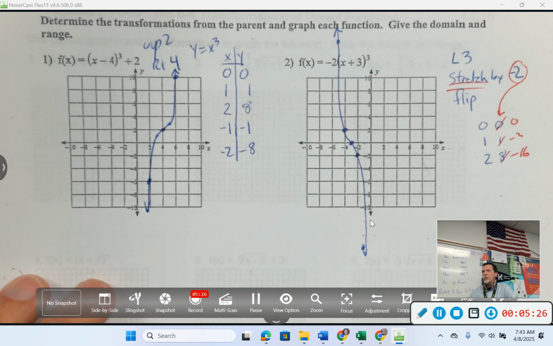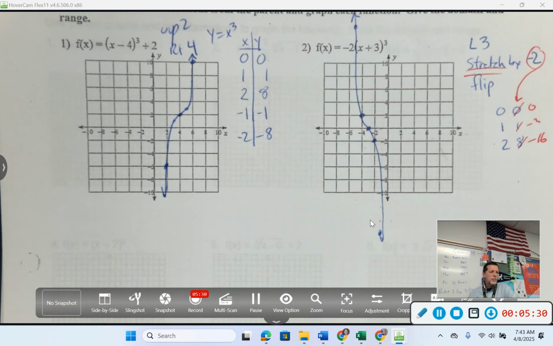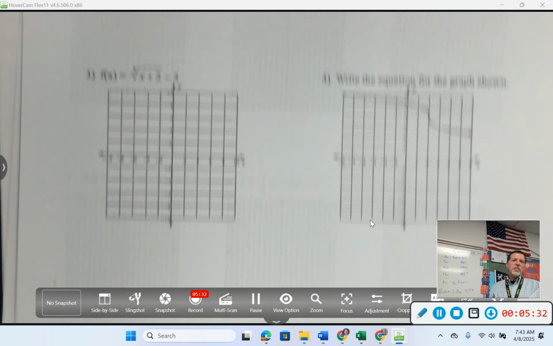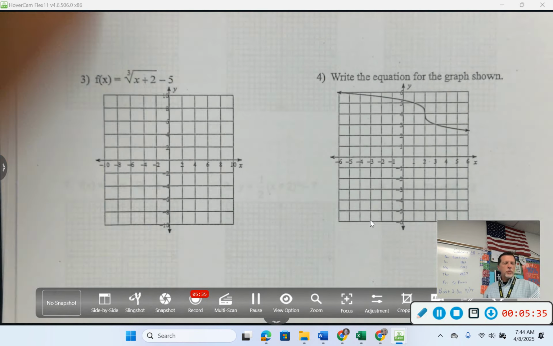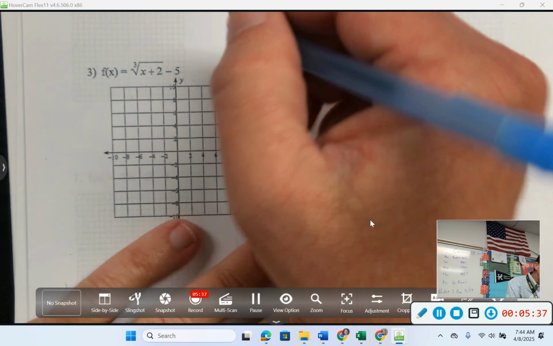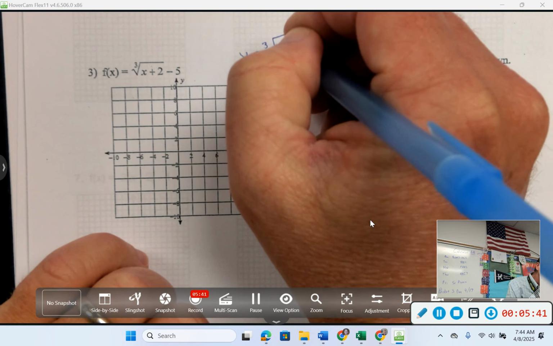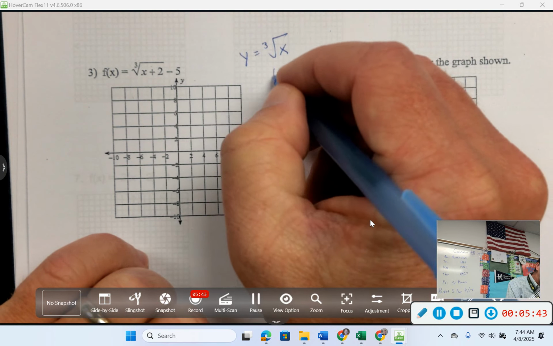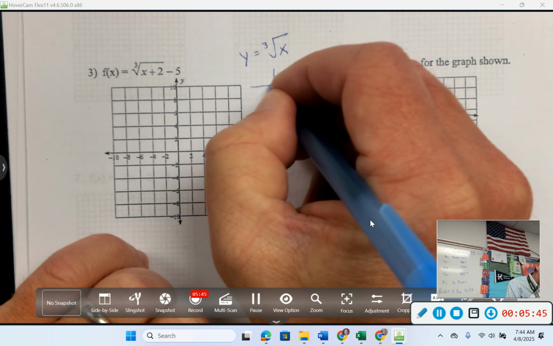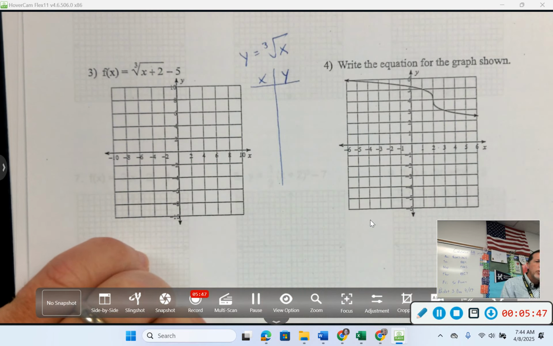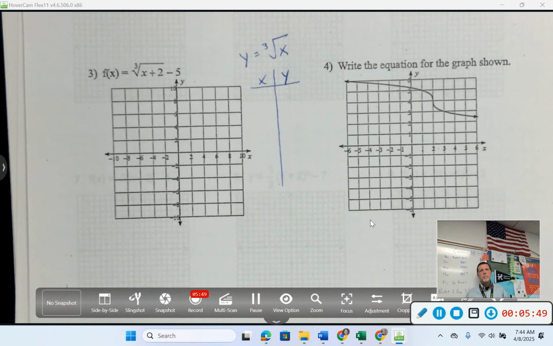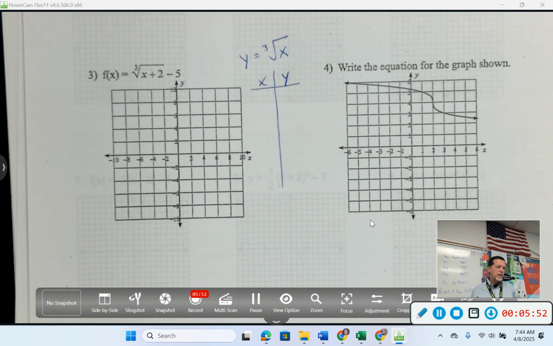All right, that's old news, right? We've done cubes before. Okay. Maybe. Well, what's next? Cube root. So a cube root, let's talk about the parent function first. In fact, let's do a table of values, and we'll figure out what this thing looks like.